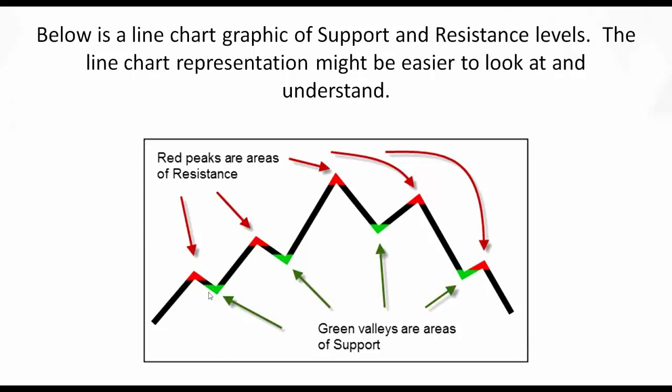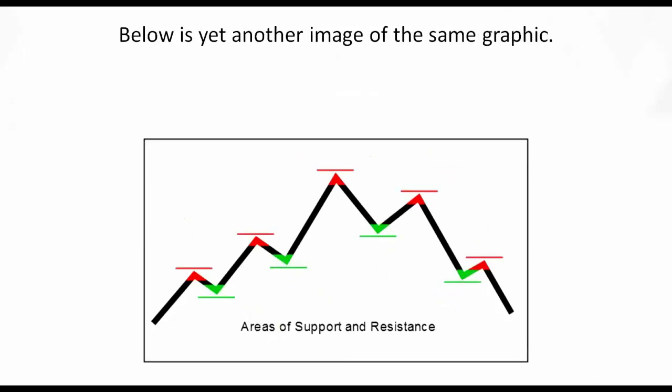Price moves up, gets turned down. Price moves down, gets turned up. These are areas of support. So we can see support and resistance on this very simplified version of a chart. Again, without the areas, without the clutter, we're taking a look at areas of support and resistance. Hopefully they're quite easy to identify now.